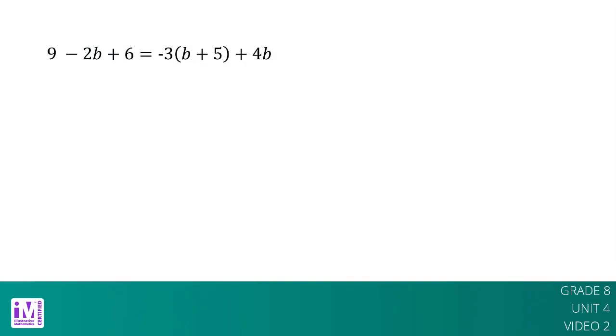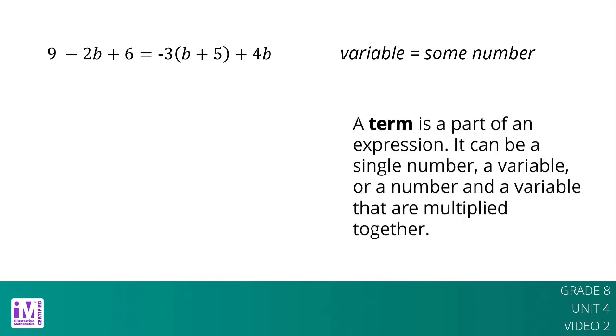When we have an equation in one variable, there are many different ways to solve it. We generally want to make moves that get us closer to an equation like variable equals some number. Since there are many ways to do this, it helps to choose moves that leave fewer terms or factors. A term is a part of an expression. It can be a single number, a variable, or a number and a variable that are multiplied together.